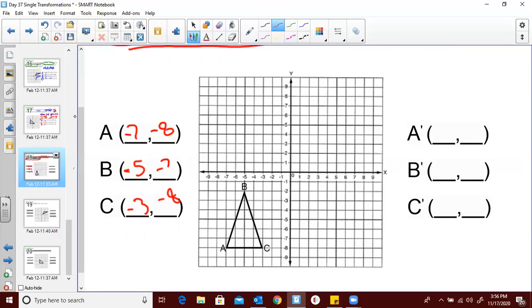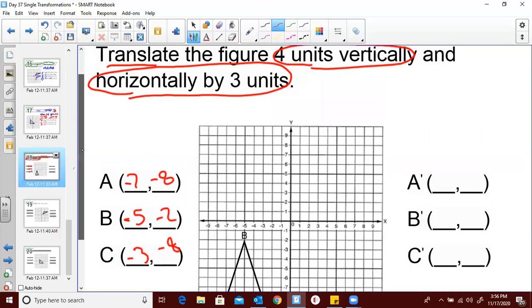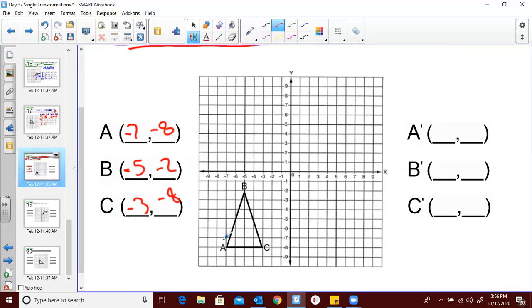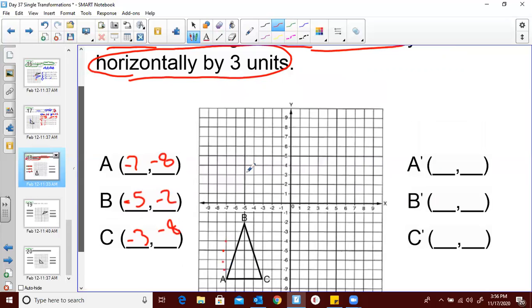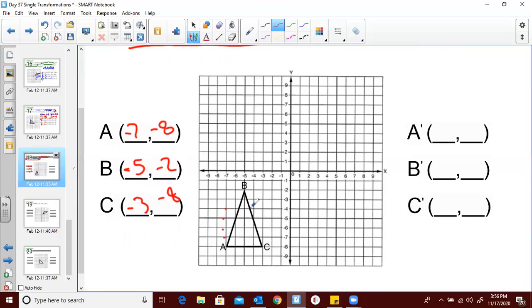All right, so I know that we are translating the figure 4 units vertically. So let's do A. Up 1, 2, 3, 4, because it's positive. And we're going to the right 3 because it's positive. So that's 1, 2, 3. So that's going to be my A prime.